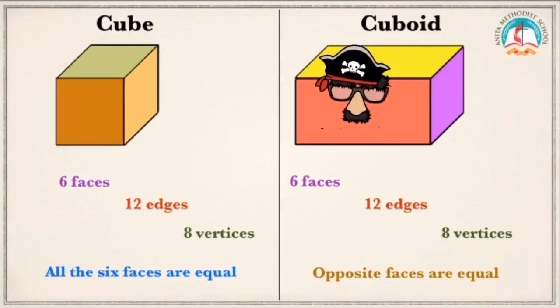Hey, I am a cuboid. I also have 6 faces, 12 edges and 8 vertices. But my opposite faces are equal in length. Bye.